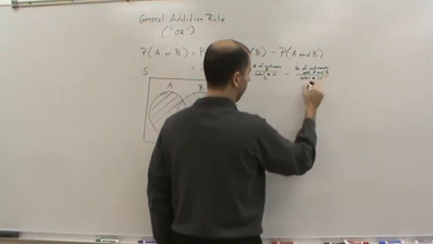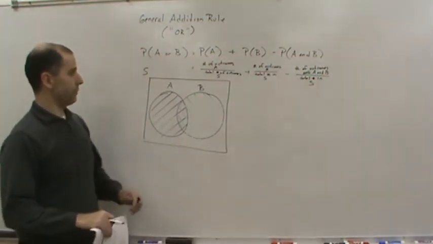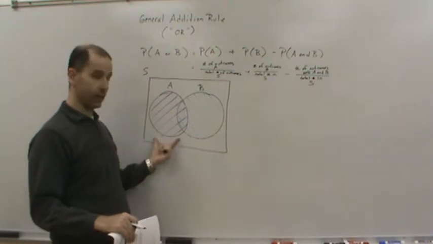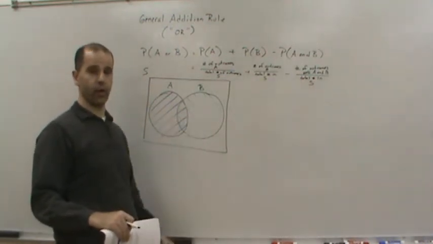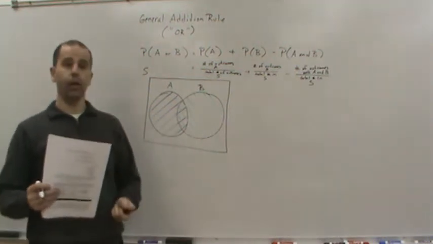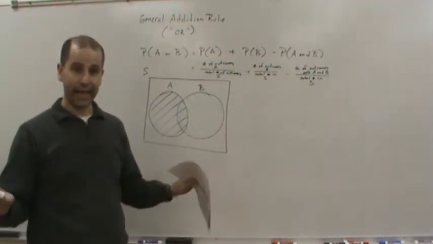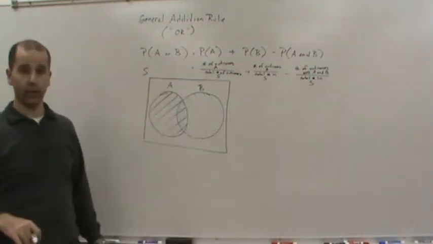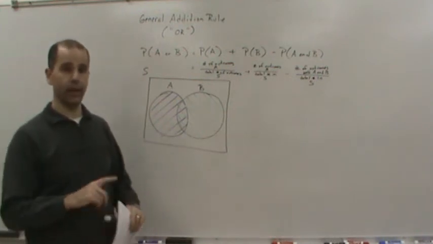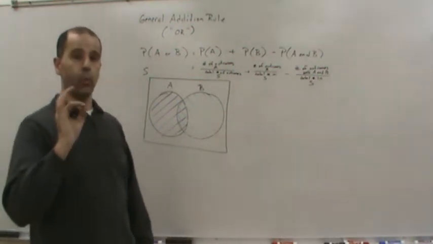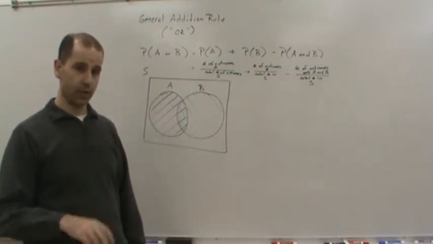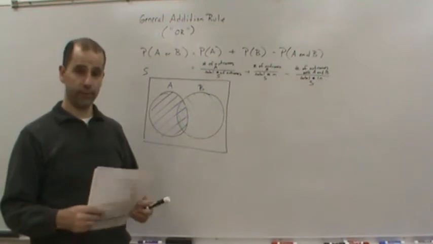number in S. So again, what does that mean? It just reduces to this, right? So I'm counting these two pieces and subtracting off the middle, one of the middles, okay? So this is the general addition rule. It will work for any case that's dealing with OR, okay? Now, there is a simplified addition rule, and that's because we will have more information. So if we know something special about the events, then we can simplify this, okay?